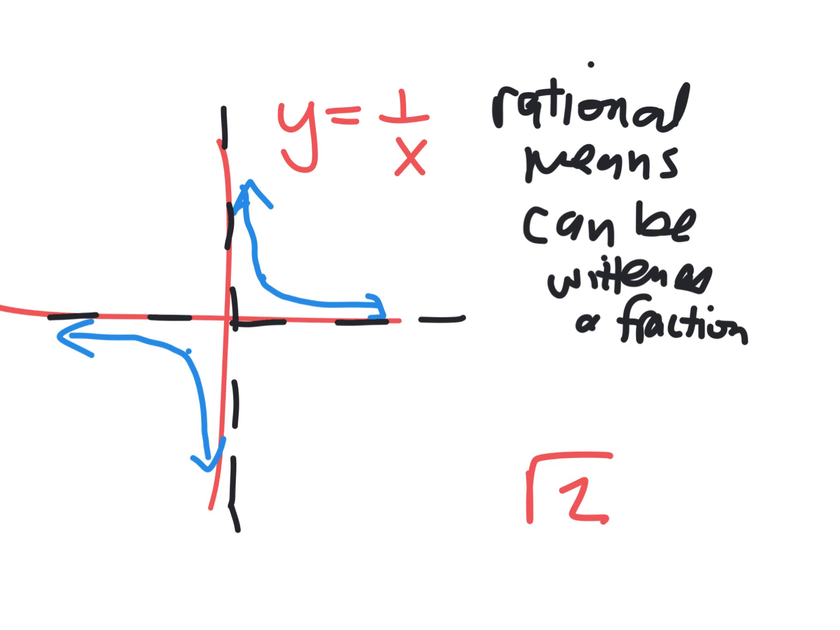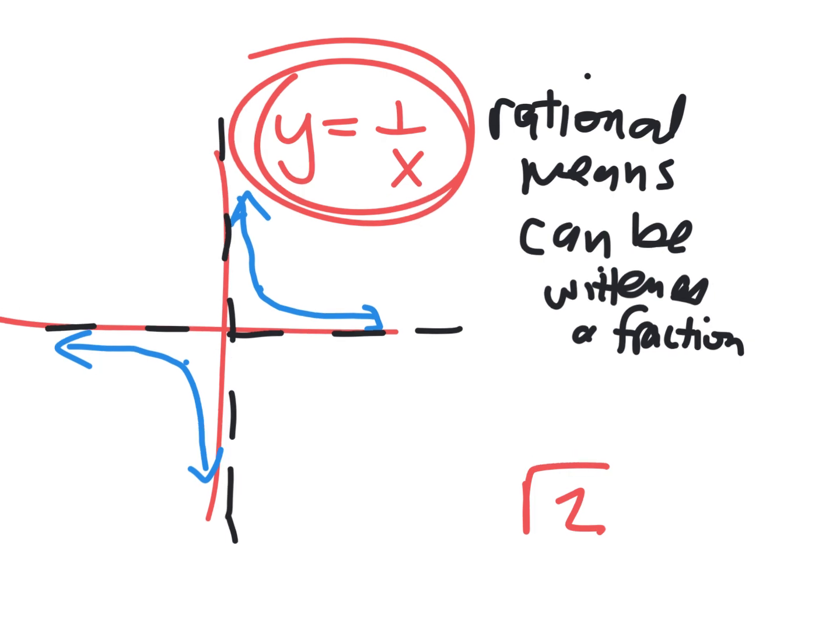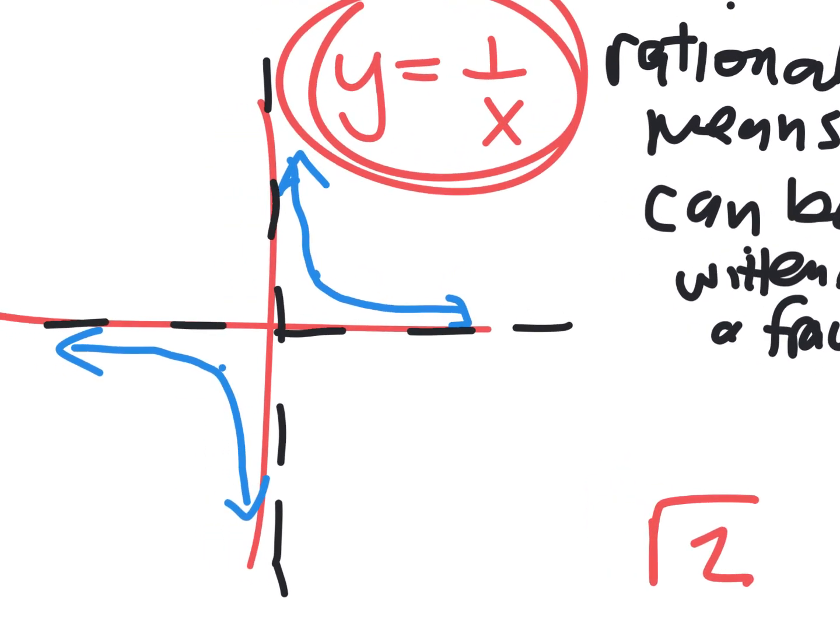So rationals can be written as fractions. Since this whole unit is called rationals, you should know what a rational means. And a rational number can be written as a fraction, like this. All right. So this graph right here has asymptotes. And this is called a horizontal.